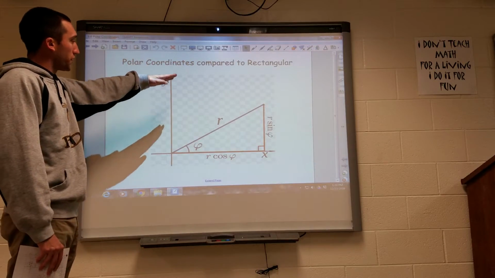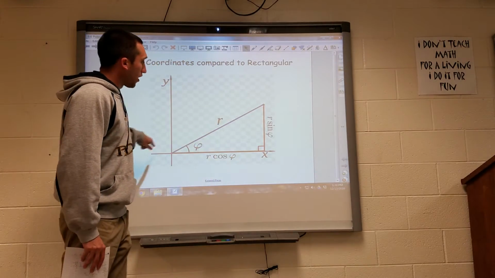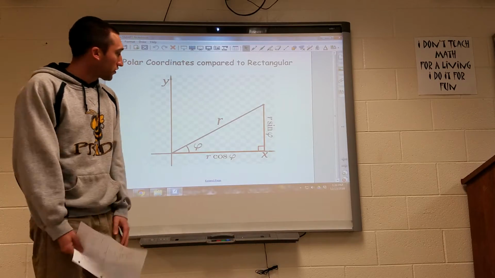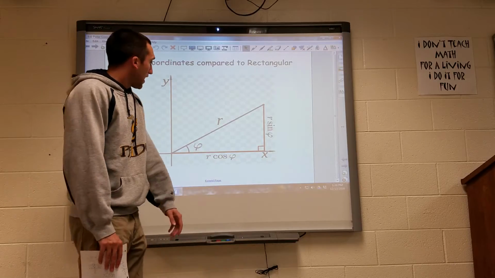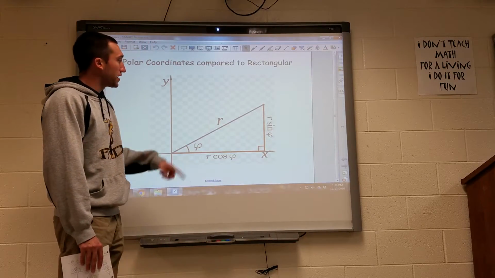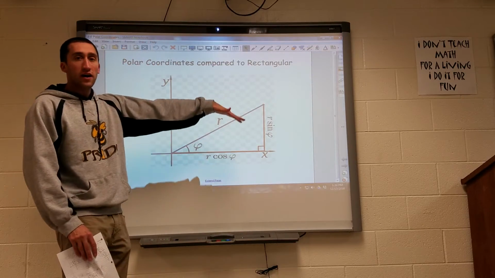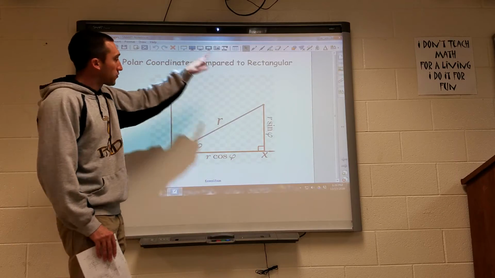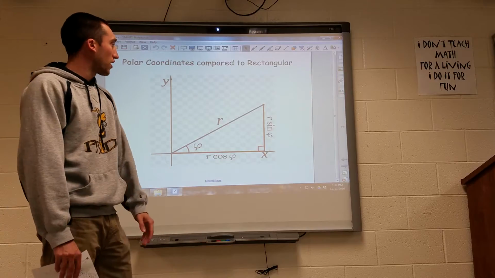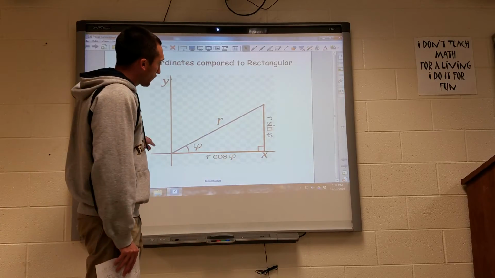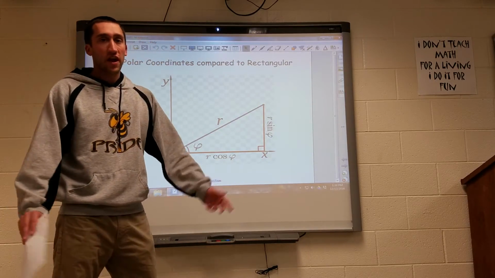So polar coordinates are this length r, basically the hypotenuse of our x and y values. And the angle theta tells you just how far that hypotenuse has been rotated around the origin. So that's basically all polar coordinates are. It's a radius with a rotation, the angle.